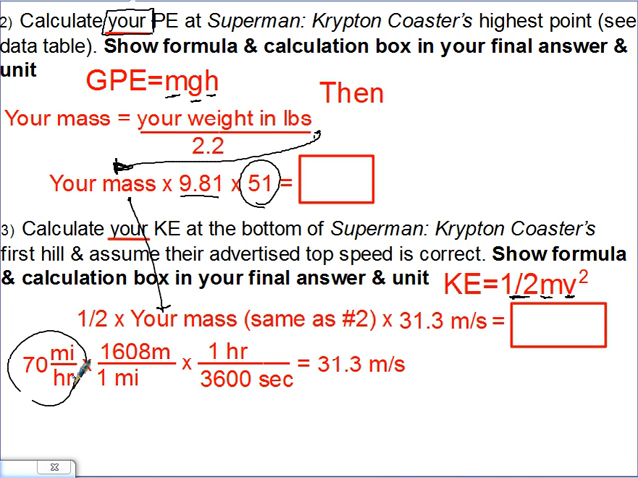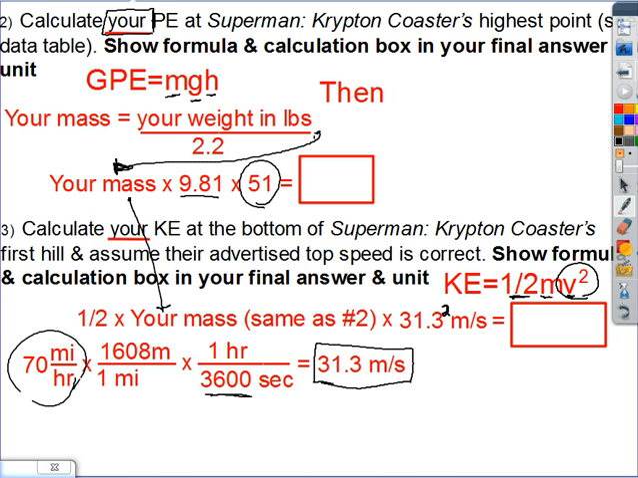So we're going to convert miles into meters by multiplying it by 1601 and then dividing it by 3600 to go into seconds and hours. And so we end up with a velocity of 31.3 meters per second, and that's what's going to go in here. And we're going to square that number, so don't forget to square that. So it's going to be 1/2 times your mass times 31.3 squared. Don't forget to hit the square button or you'll go with the wrong answer. And then that answer will go in there, and that'll take care of that one for you.